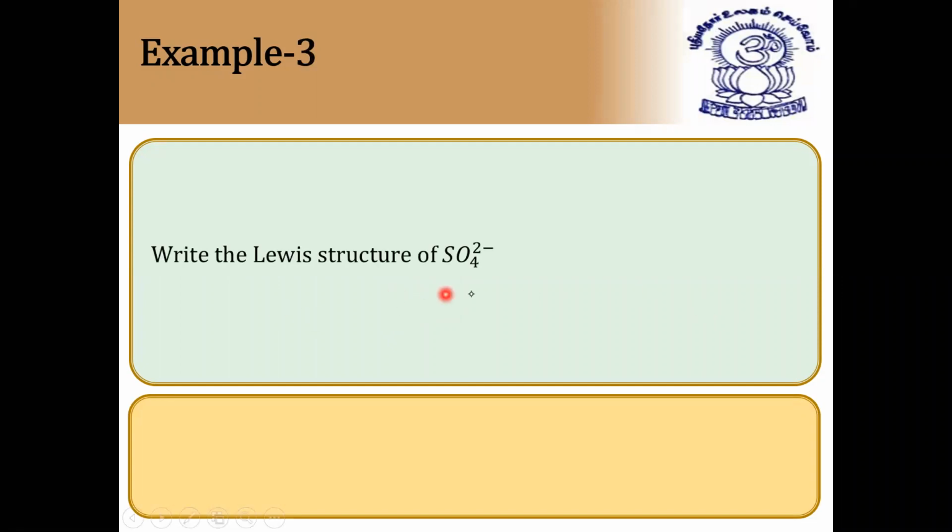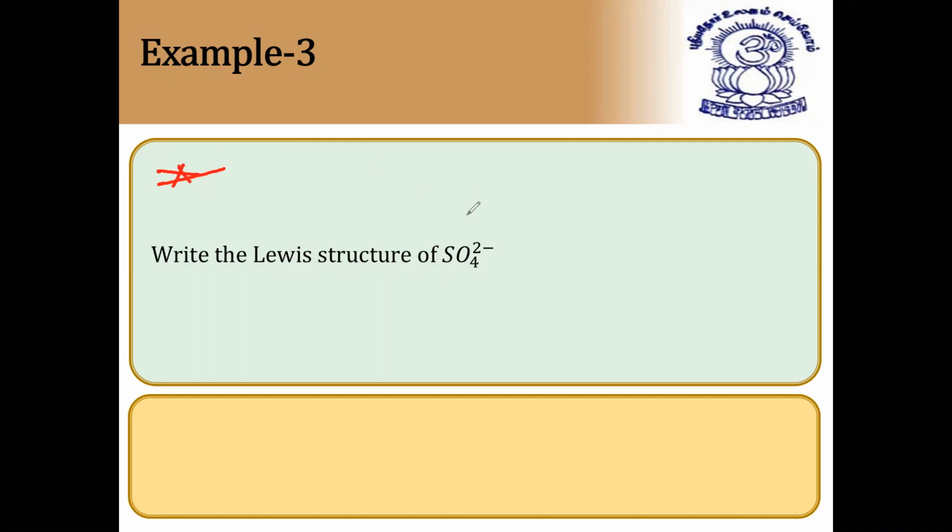Lewis dot structure of SO4 2 minus. These types of structures are important because they'll ask about ionic structures also. This is an ion with a 2 minus charge. Which of the following represents the correct structure of SO4 2 minus? They'll ask this in the examination.